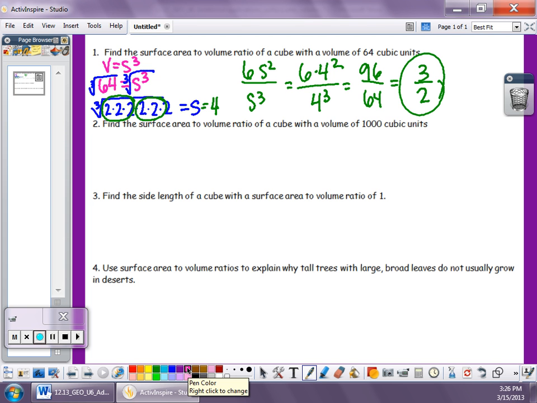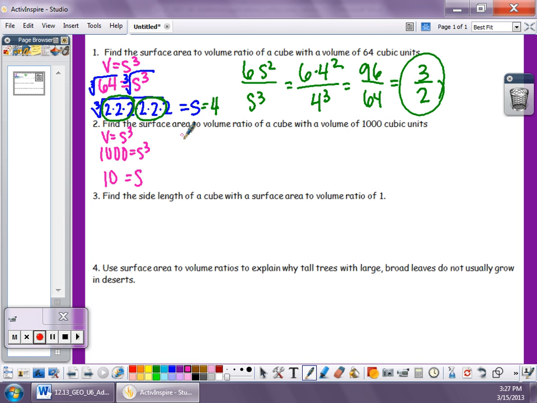Find the surface area to volume ratio of a cube with a volume of 1,000 cubic units. So volume equals side cubed. So 1,000 equals side cubed. Now because I know there are 3 zeros and I'm trying to take the cube root of that, I know that S is equal to 10. You can break that down on your own if you want, 1,000 is 10 times 10 times 10.